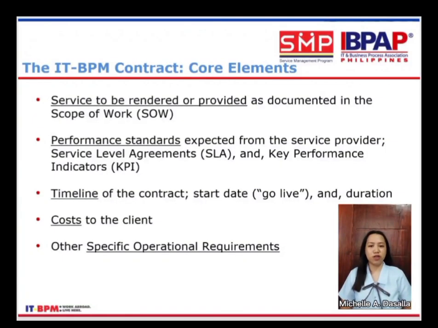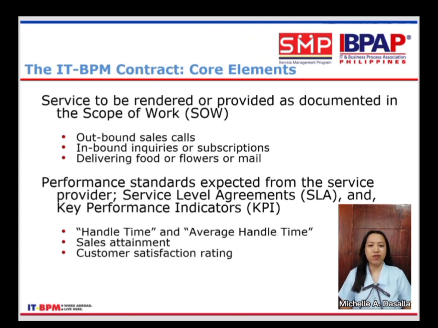The IT business process management contract has five core elements. First, service to be rendered or provided as documented in the scope of work. It covers exactly what the client is turning over to the service provider. This can include a whole range of different processes: outbound sales calls, inbound inquiries and subscriptions, and delivering food, flowers, or mail. Any process that the client wishes to have a service provider provide can be included.